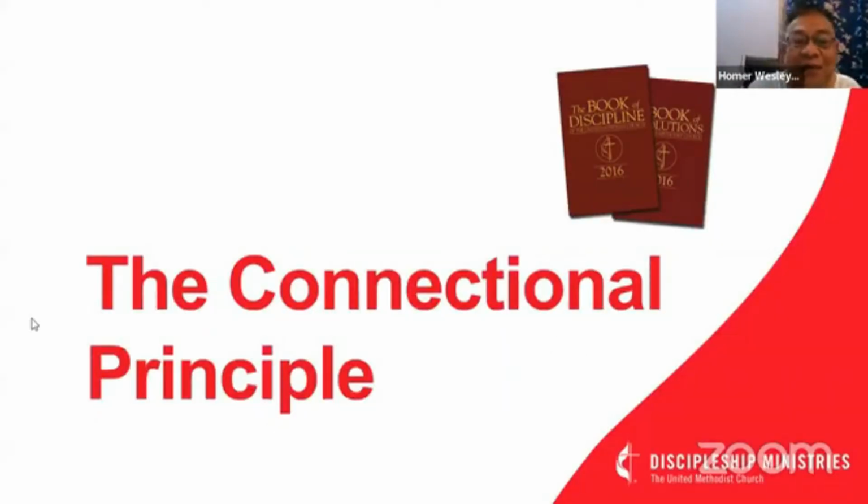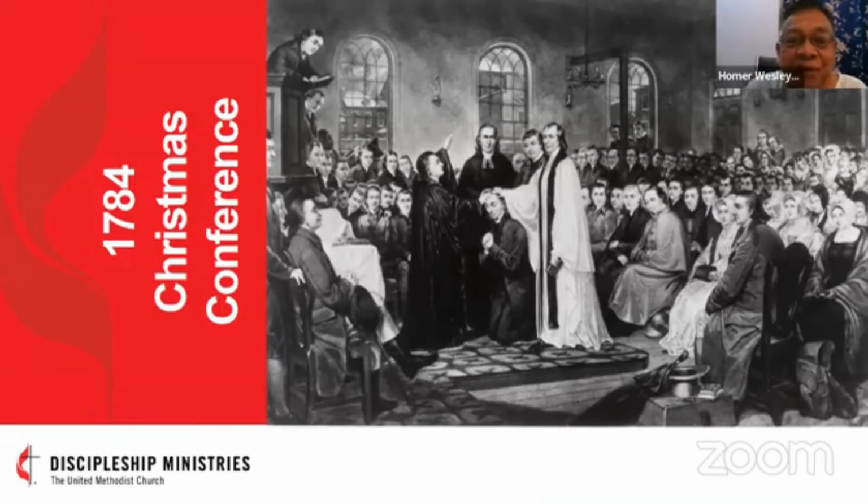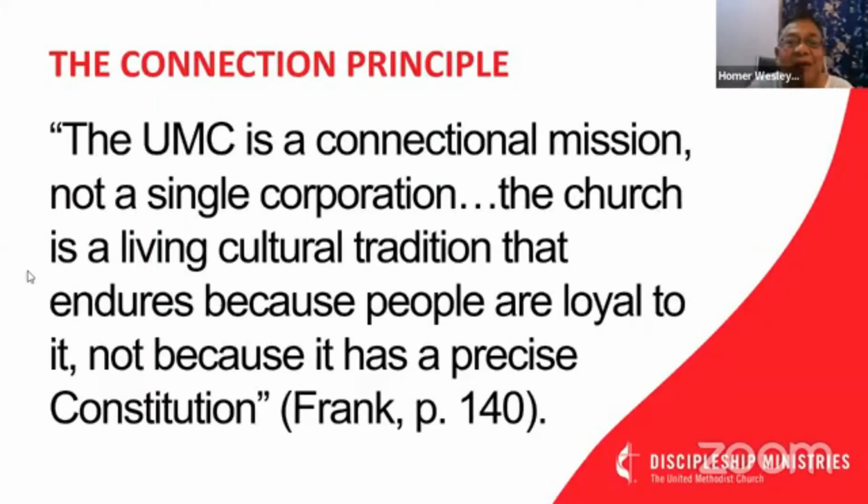Yan, itong the connectional principle. Okay? Ito yung unang characteristic siguro ng United Methodist Church, is it's a connectional institution or connectional church. Okay? Ayan, noong 1784, Christmas Conference, yun ng doon sa Baltimore, Maryland. Okay. Hindi ba lumalabas yung script? Ayan. The connectional principle: the UMC is a connectional mission, not a single corporation. The church is a living cultural tradition that endures because people are loyal to it, not because it has a precise Constitution. Okay? Next.